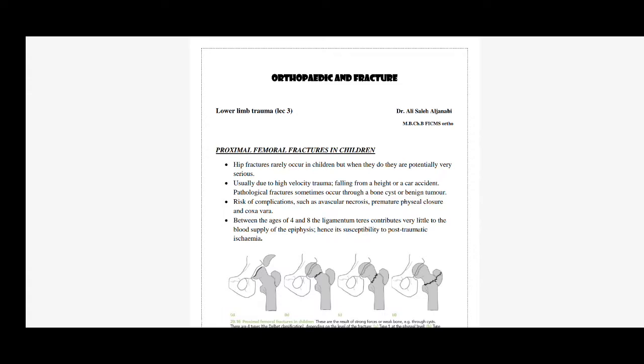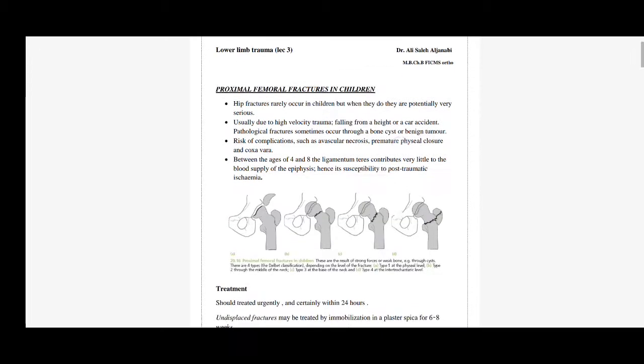Risk for complication in such injury is avascular necrosis, as I mentioned, because of the trivial blood supply to the head, and premature physeal closure, and or affecting the greater trochanteric apophysis, which leads to coxa vara. As we know, between the age of 4 and 8, there is trivial blood supply to the head from the ligamentum teres, which makes it liable for ischemia.